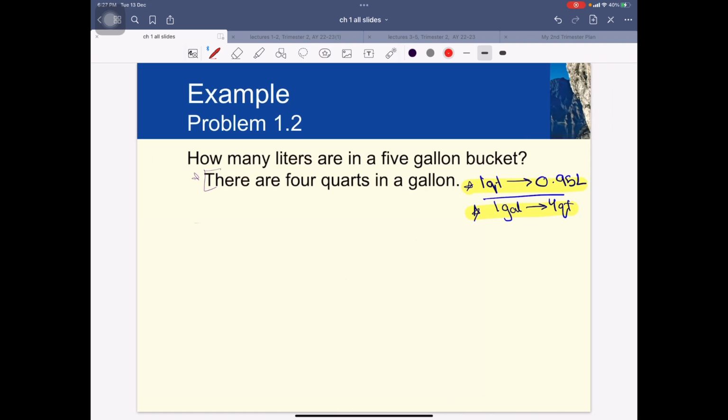Okay, let's do an example together. How many liters are in a 5-gallon bucket? Here, however, concentrate: there are 4 quarts in a gallon. So here it gave me a conversion. What does it want? What is wanted? Liters. What is given? Gallons and quarts.